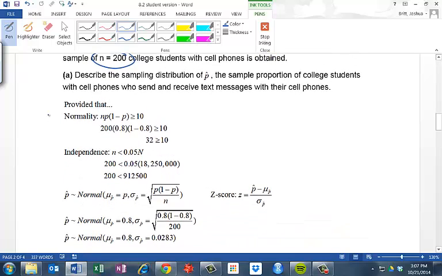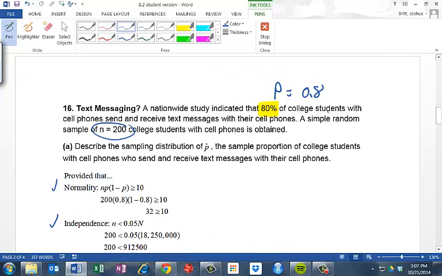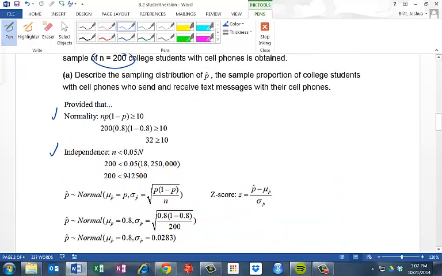Describe the sampling distribution. Now, there are two cases here that we have to verify, normality and independence. The case for normality is just np is greater than or equal to 10. So 200 times 0.8 for P, we get yes, this one's satisfied. And then n is less than 5% of some big number N. The population would be all college students with cell phones, so this would be really big, and 200 is definitely less than 5%.